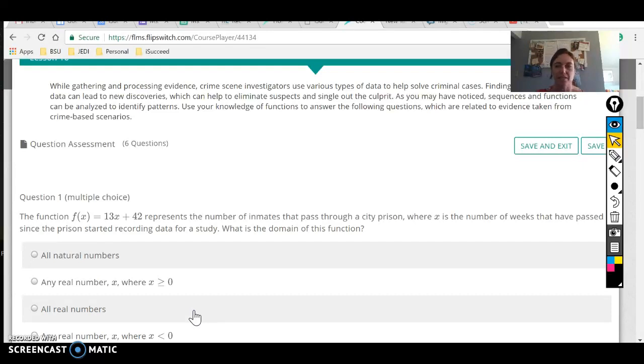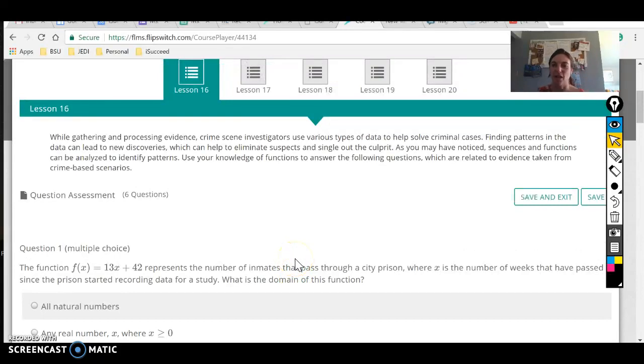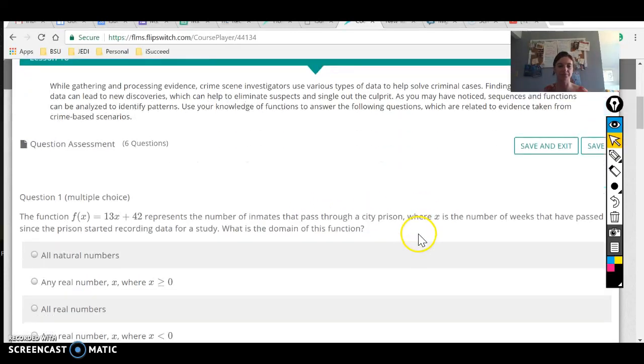While gathering and processing evidence, crime scene investigators use various types of data to help solve criminal cases. Finding patterns in the data can lead to new discoveries, which can help to eliminate suspects and single out the culprit. As you may have noticed, sequences and functions can be analyzed to identify patterns. Use your knowledge of functions to answer the following questions, which are related to evidence taken from crime-based scenarios.